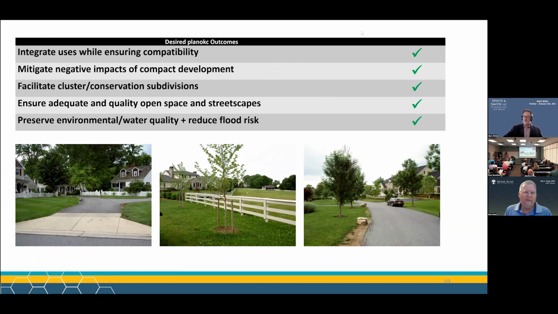Plan OKC wants to make sure that things are compatible. You saw earlier PUDs, and one of the big reasons they're doing PUDs is to help transition between residential and commercial areas. So there's not any negative impacts or undue impacts on neighborhoods from what might be building just across their rear property line or their rear fence. Thinking about ways that we can preserve and conserve environmental resources, floodplains, greenways, parks, and open spaces, and helping to reduce flood risk.